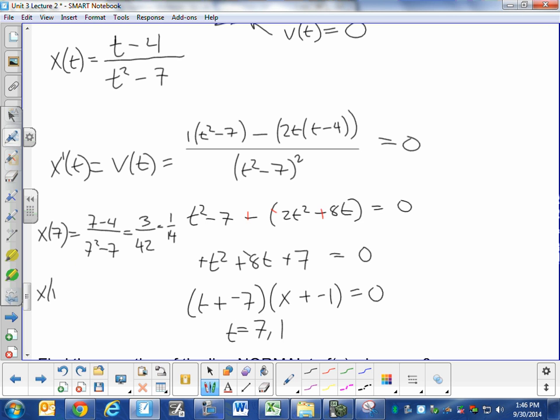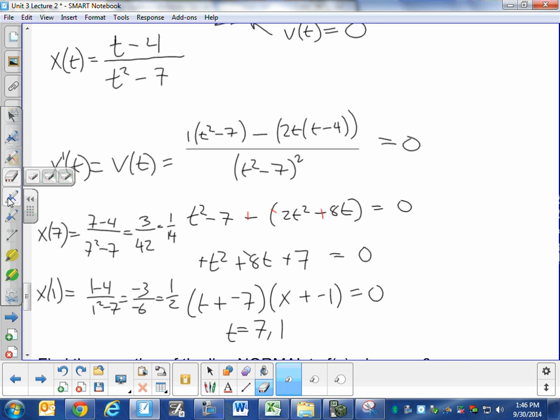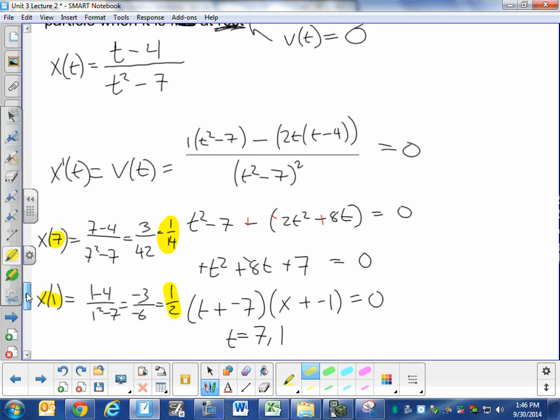And then find the other point, plug in 1. I get 1 minus 4 over 1 squared minus 7. I get negative 3 over negative 6, which is 1/2. So there's your point. There's your x-coordinate and your y-coordinate, your position. Here's your time. Here's your position. So at 1/14 and positive 1/2, this particle would be at rest.